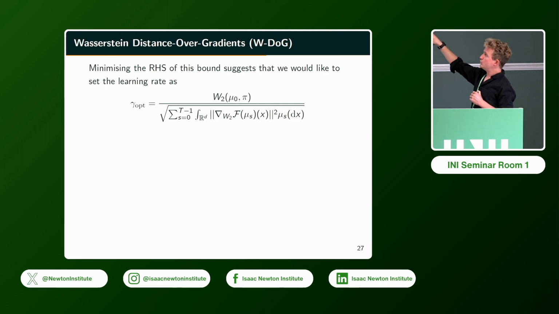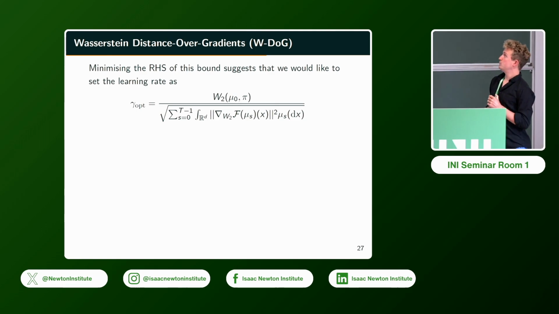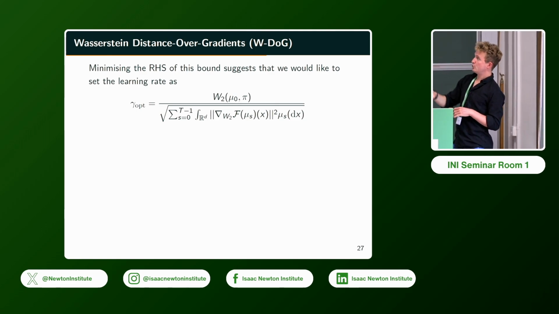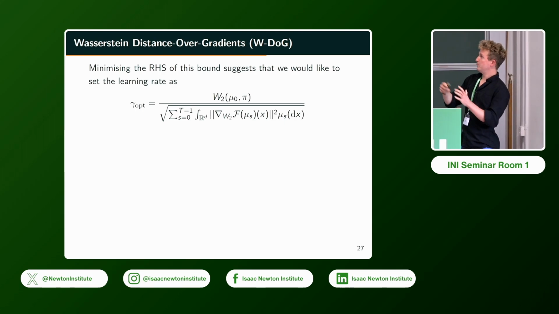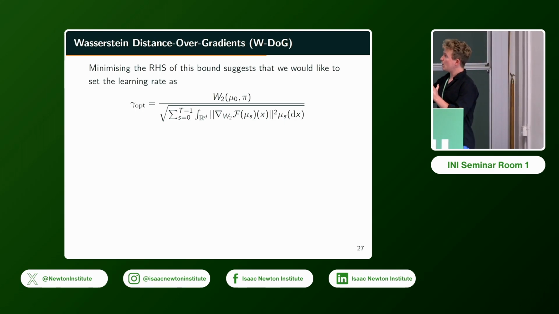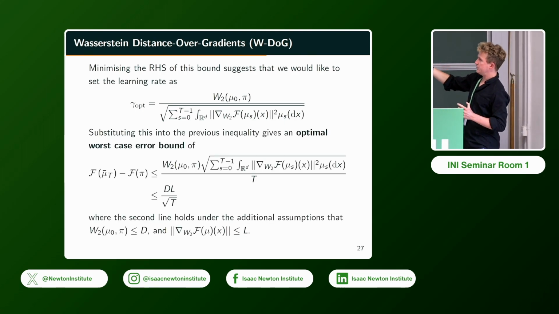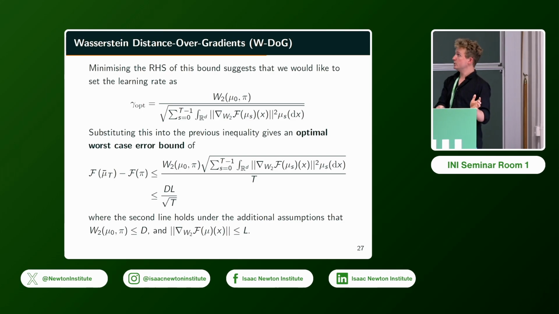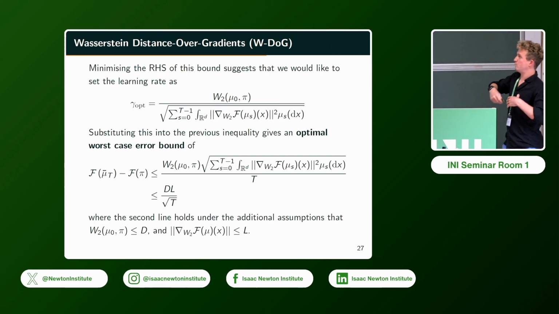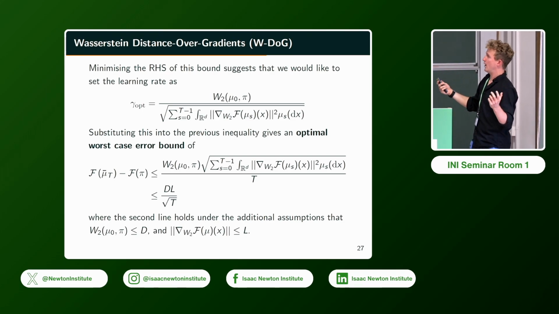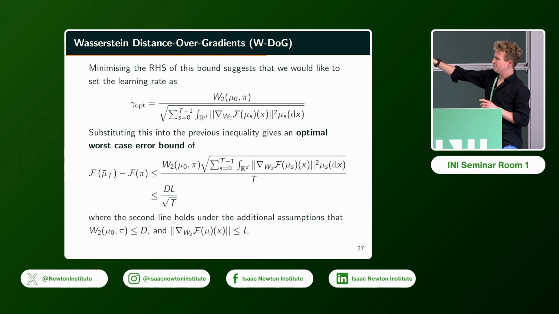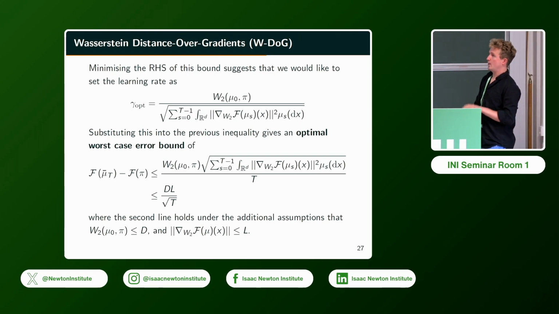It's equal to the Wasserstein distance between mu_0 and pi divided by the square root of the sum of the squared Wasserstein gradients. And if you substitute this into our previous inequality, you essentially get this as a worst case optimal error bound. So this might be reminiscent of the error bound I gave in the Euclidean case, and again, that shouldn't be too surprising. So this now scales as 1 over root t, and it also has dependence on these other problem parameters.